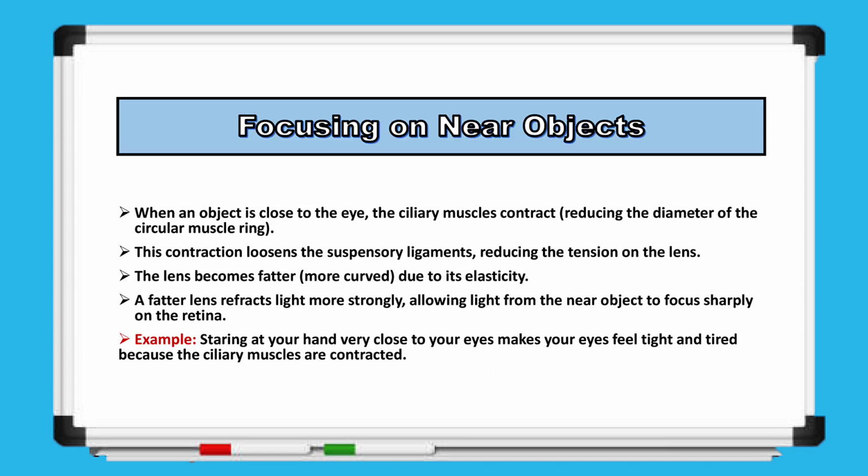When we talk about accommodation for focusing on near objects, the eye makes specific adjustments to see clearly. When an object is close, the ciliary muscles contract, which reduces the diameter of the circular muscle ring around the lens. This contraction loosens the suspensory ligaments, decreasing the tension on the lens. Because the lens is elastic, it becomes thicker and more curved.